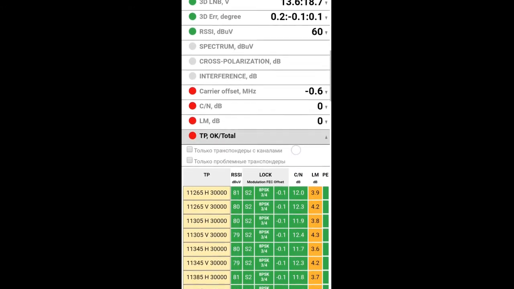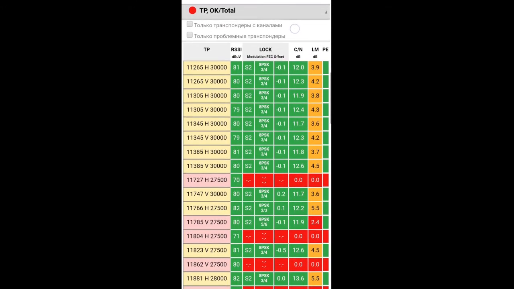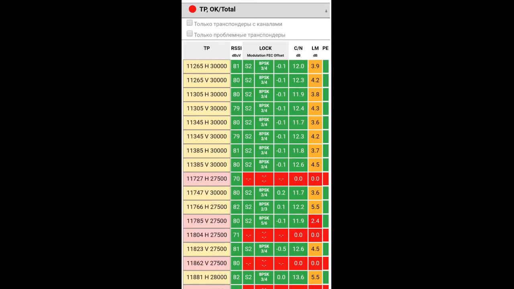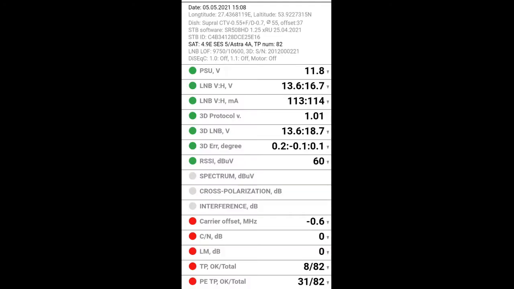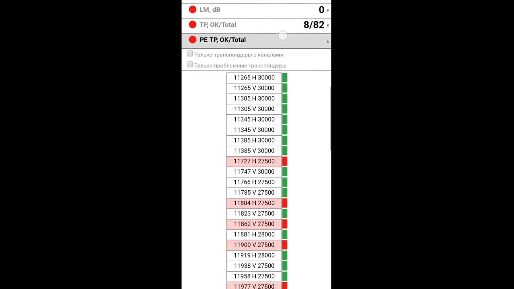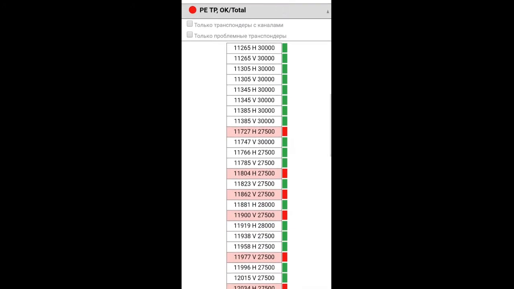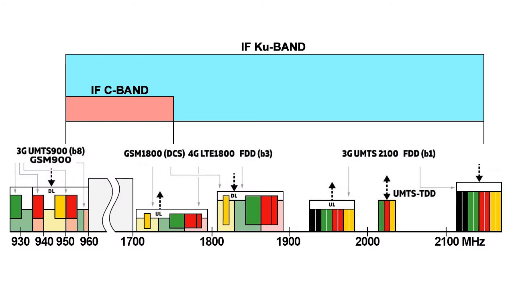Transponder lock error. If we see the signal but cannot lock it, it means something went wrong and we need to investigate further. PER is used to run diagnostics when some packets are missing. In the next video, we will look at the Spectre. It allows us to discover the largest number of problems.